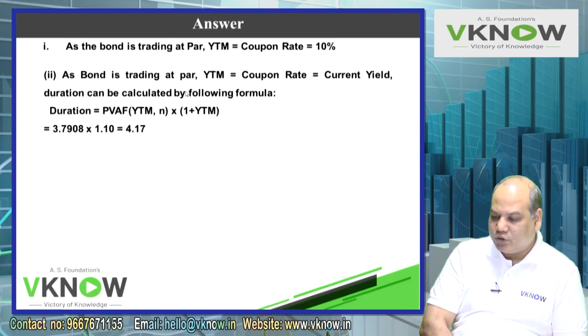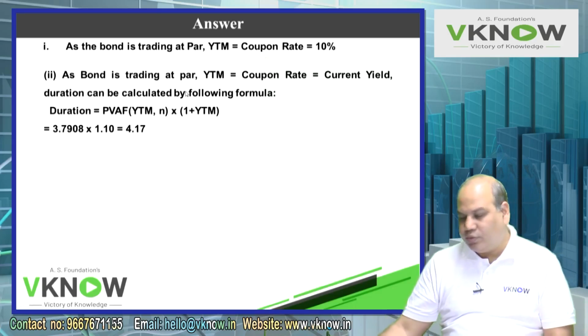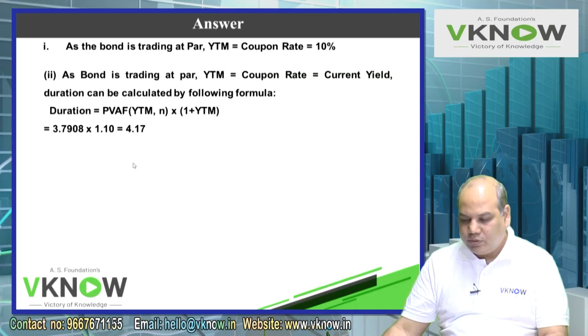Already seen shortcut formula. You could have applied this in the previous answer also. Duration is equal to PVAF(YTM, N) into (1 plus YTM), and that is equal to 3.7908 into 1.10, and that is 4.17. You got the same answer in the previous question also.